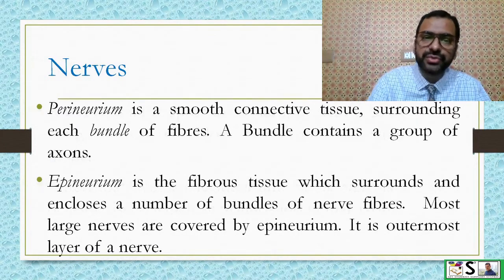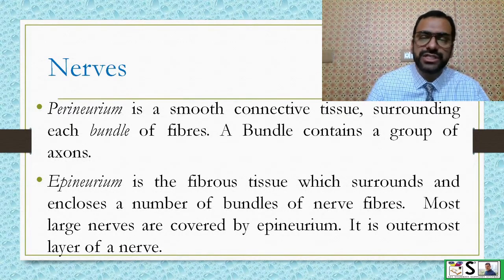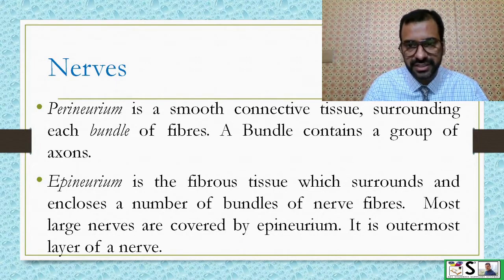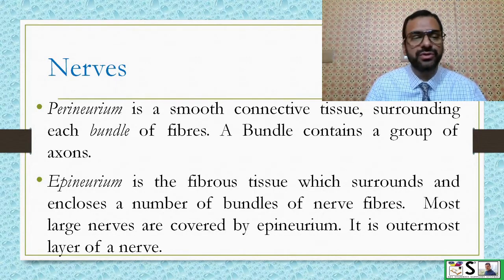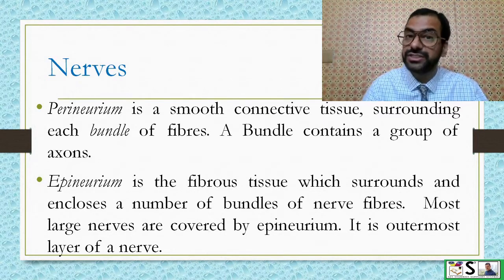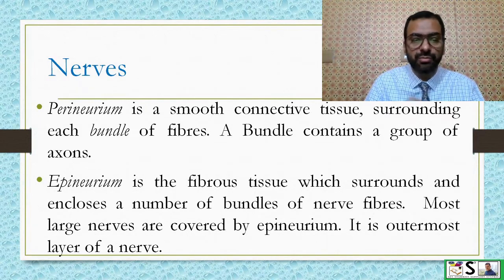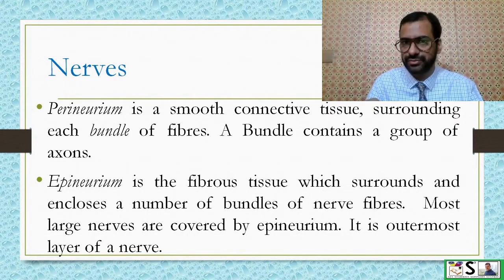Then there is the perineurium, which is smooth connective tissue that supports each bundle of fibers. A bundle contains a lot of axons. And then epineurium, which covers the whole nerve. This is fibrous tissue, which surrounds and encloses a number of bundles of nerve fibers. Most large nerves are covered by epineurium. It is the outermost layer of the nerve.